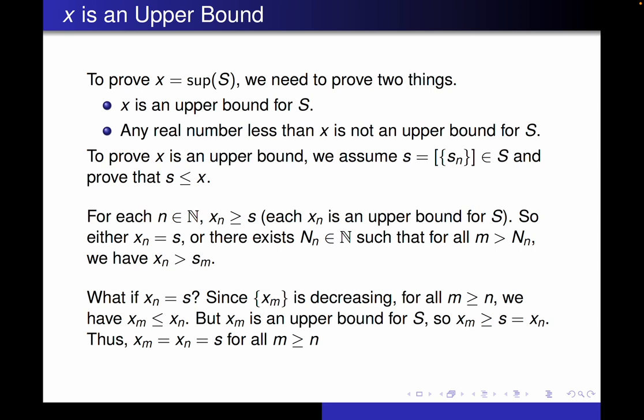But that means that the sequence converges to the number s, which means that x actually has to equal s. And if x equals s, then it is certainly greater than or equal to s, which is what we wanted to prove. So if one of the xn's happens to equal s, all the other xn's after that also equal s, and then that means the entire number x has to equal s.